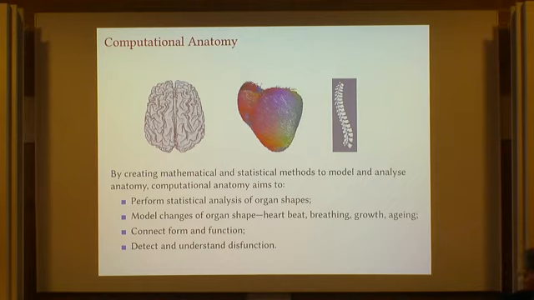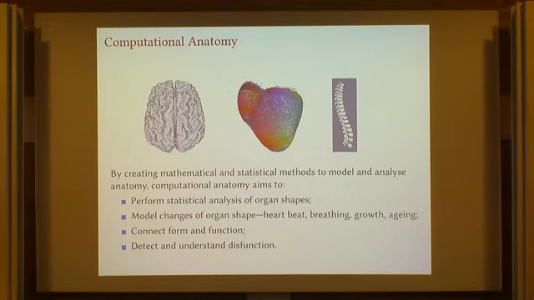Yeah, so the questions one asks are similar. We want to look at statistical analysis of organ shapes, describe how much variability there is in nature, in normal healthy anatomy and also in disease anatomy. We want to model changes of organ shape, both fast changes as you have in a heartbeat or in the breathing motion of the lung, and also across longer time scales, such as in growth processes or aging, for example, shape changes in the brain as a function of age.